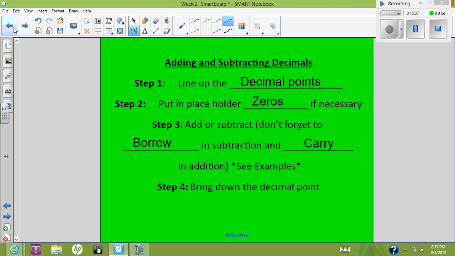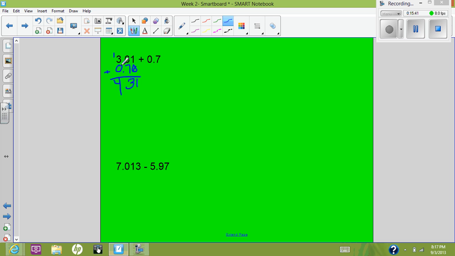Step number 4 is just to bring down the decimal point. So we're going to slide that decimal point all the way down to there. And my answer is 4.31.